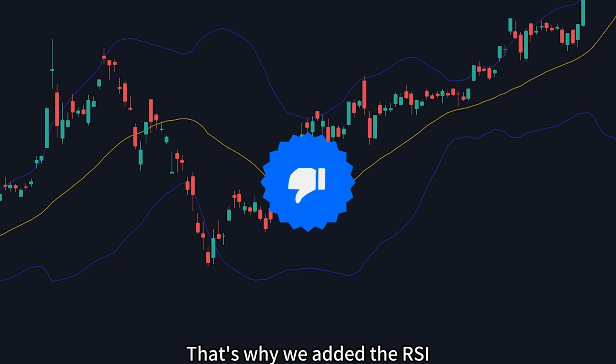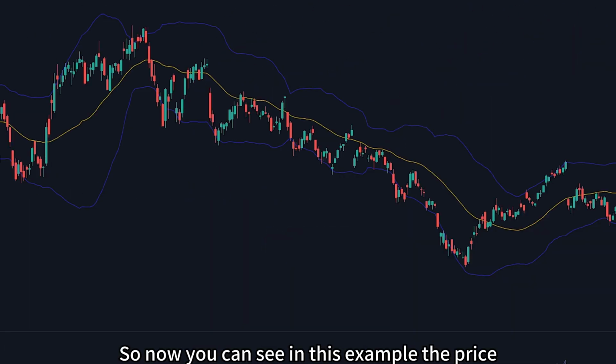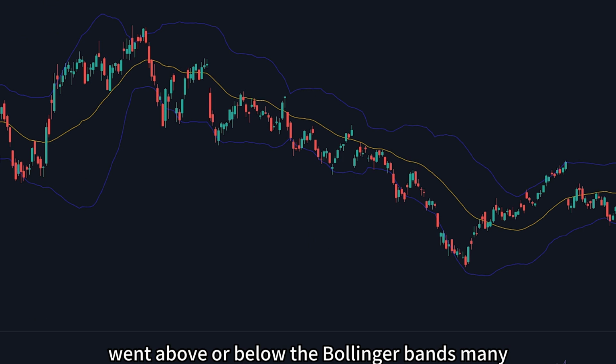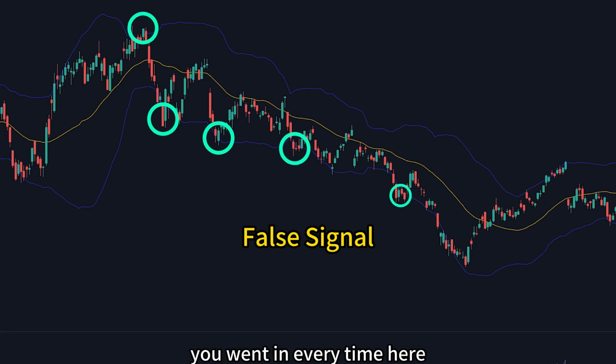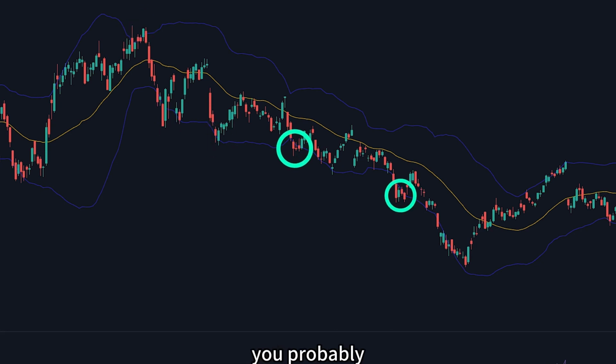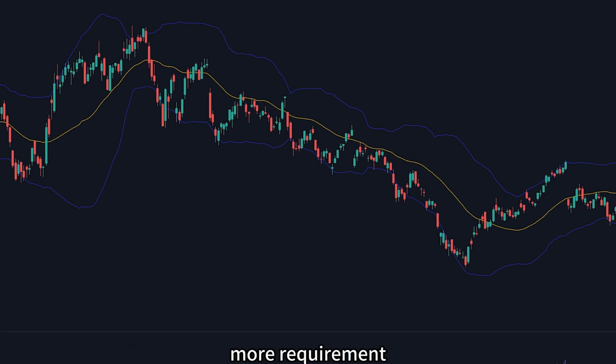That's why we added the RSI. So now you can see in these examples, the price went above or below the Bollinger Bands many times, giving a lot of false signals. So if you went in every time here, you probably lost money. To solve this issue, we are going to add more requirements.